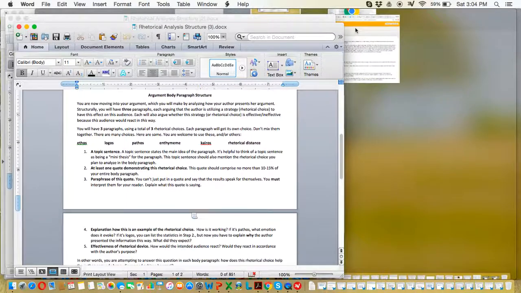So when you get into the argument, you are moving into how the author is making the argument. What strategies do they use? We can use the term rhetorical devices, rhetorical choices, but basically these are ways in which the argument is being made. You will have 3 body paragraphs, and each paragraph will be on its own choice. You will not mix ethos and pathos in one paragraph. So make sure if you have a paragraph on ethos, it's just ethos. If it's pathos, it's just pathos. So make sure they will have their own structure.